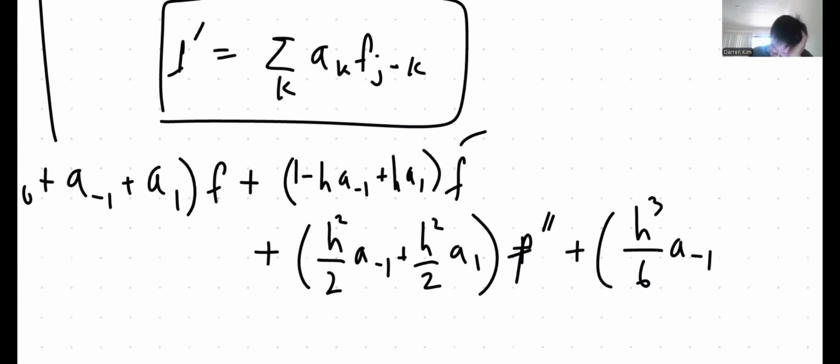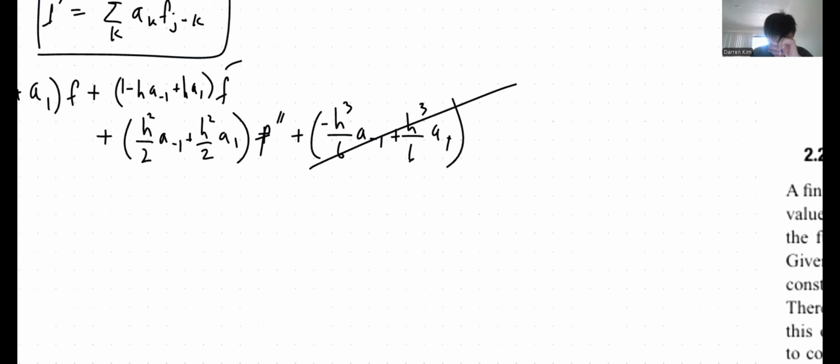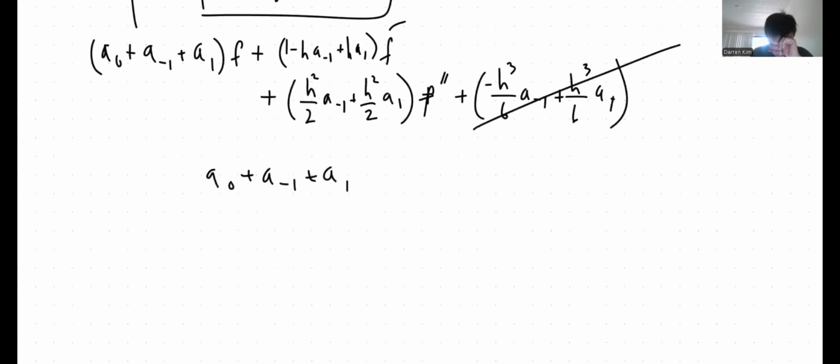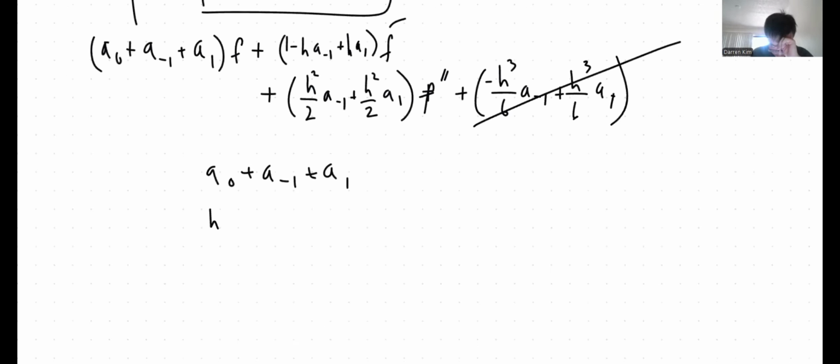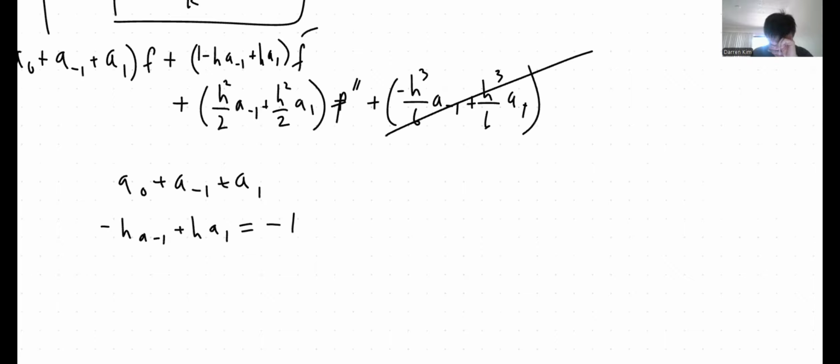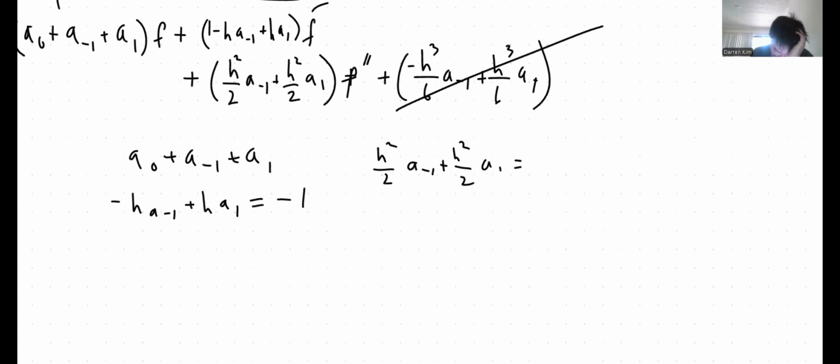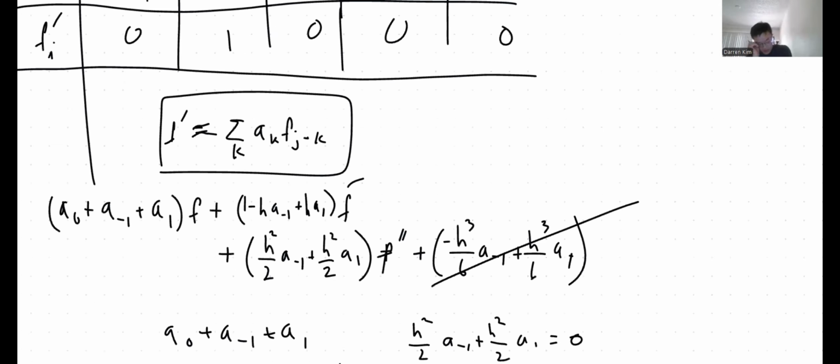Now, we're doing finite differencing, so I believe it is first order, second order or something. It is second order, so I'm going to stop here. This part's not needed. So A0 plus A negative 1 plus A1 equals 0, negative H A negative 1 plus H A1 equals 1, and the third equation that we need is H squared divided by 2, A negative 1 plus H squared divided by 2, A1, and that is equal to 0 because this is approximately true. Now, how do we get the rest of it? You just have to solve it.